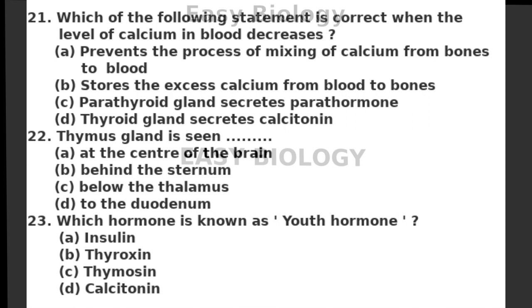Question number 22. Thymus gland is seen. A. At the center of the brain. B. Behind the sternum. C. Below the thalamus. D. To the duodenum. The answer is behind the sternum. Question number 23. Which hormone is known as youth hormone? A. Insulin. B. Thyroxine. C. Thymosin. D. Calcitonin. The answer is thymosin.